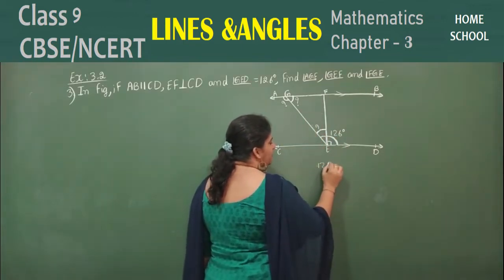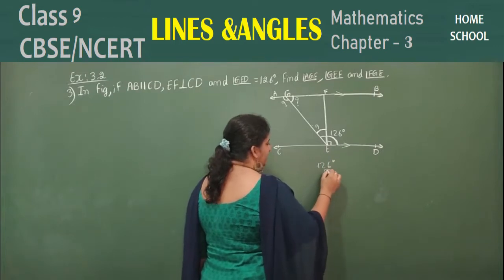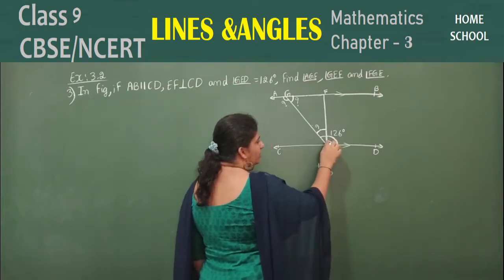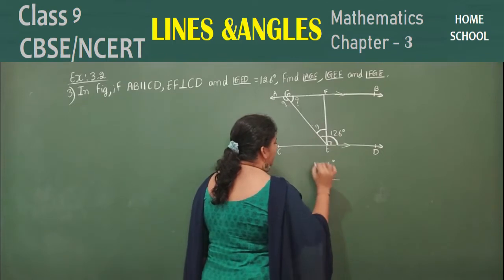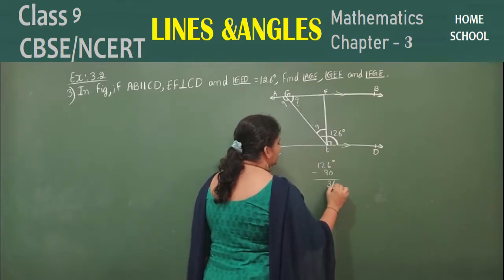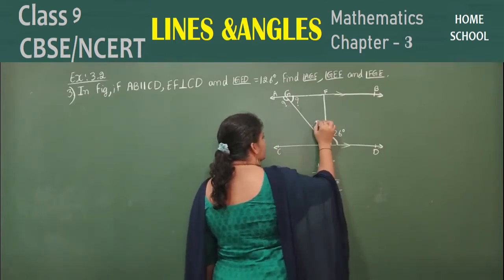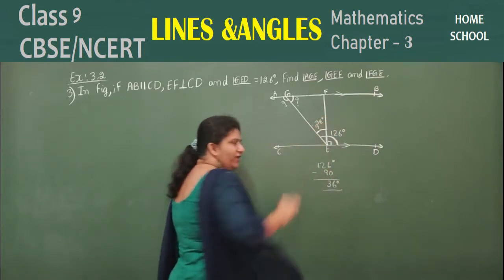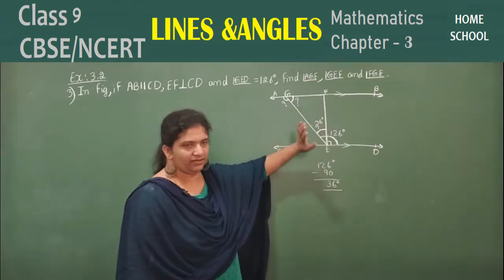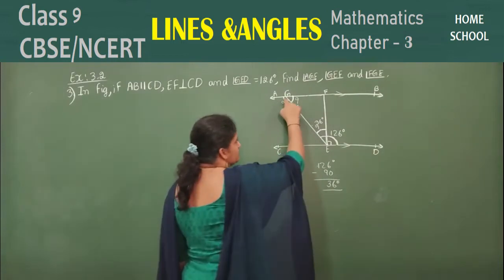Let's do here. In 126 degrees, I don't want from here to here, so I will subtract. So what are you going to get? 36 degrees is your answer. So look here carefully. This is 36, right? Now next one. This one you need.